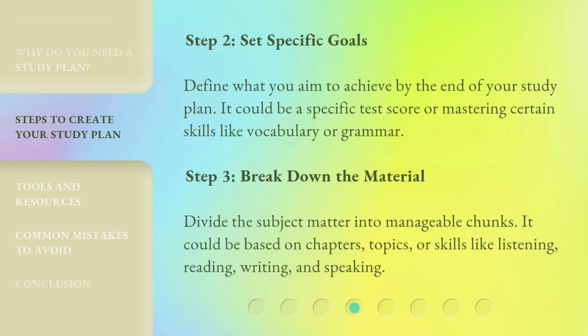Step 2. Set specific goals. Define what you aim to achieve by the end of your study plan. It could be a specific test score or mastering certain skills like vocabulary or grammar. Step 3. Break down the material. Divide the subject matter into manageable chunks. It could be based on chapters, topics, or skills like listening, reading, writing, and speaking.